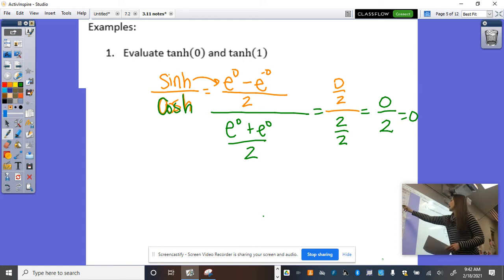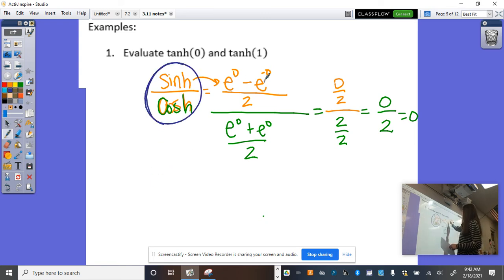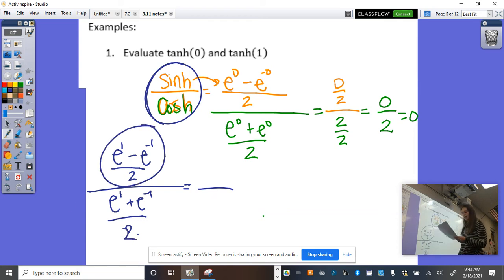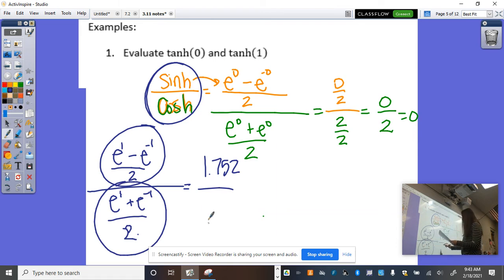You'll want to use just a regular calculator to help you get your final answer. So we start out the same, but now we're going to plug a 1 and a negative 1 into our function. So we're going to have e to the 1 minus e to the negative 1 over 2, and then the cosine function is e to the 1 plus e to the negative 1 over 2. I just typed this into my calculator. That's an actual number, and it is roughly 1.752. And I typed this into my calculator, and that's roughly 1.543. And when you divide those, you get 0.762.